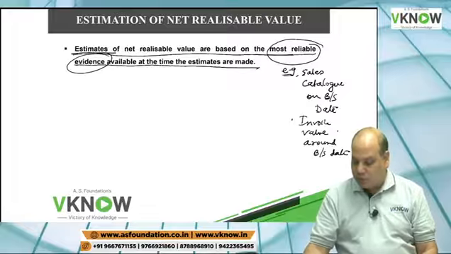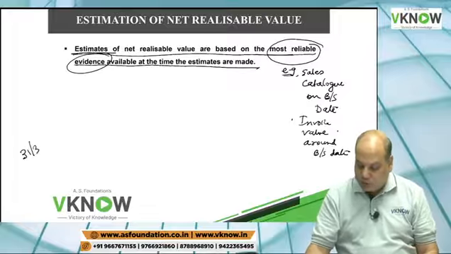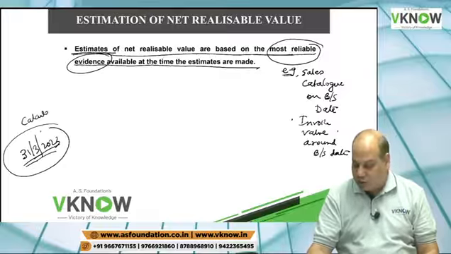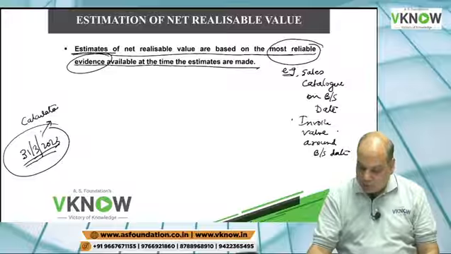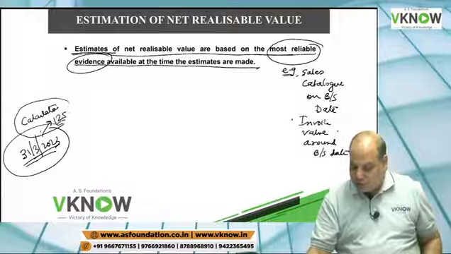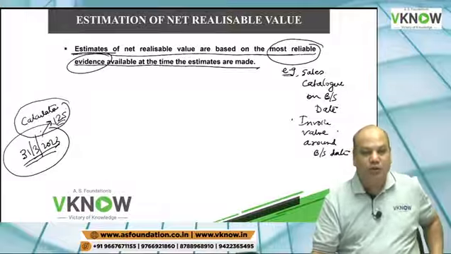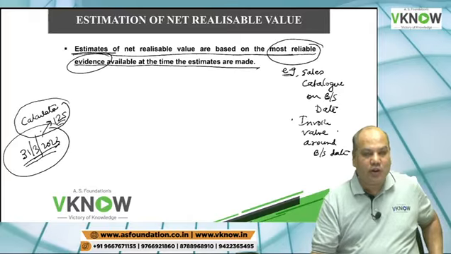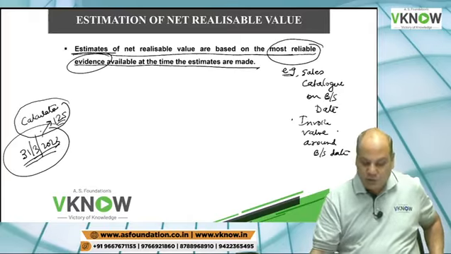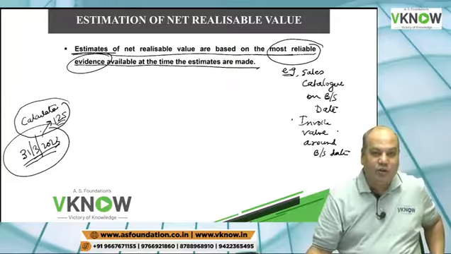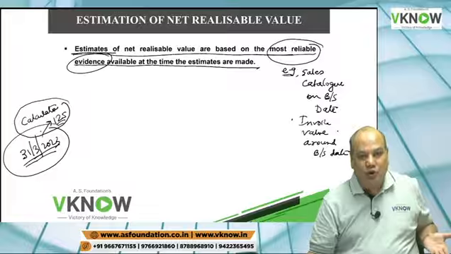For example, you come to our shop on 31st March 2023 and you say, I want to buy a calculator. I will say calculator is 125 rupees. So this is one of the best evidence of NRV. To calculate NRV, I know that on 31st March I was selling this item for 125 rupees, or at least every businessman has a price catalog. That is the price at which it is sold in the market.